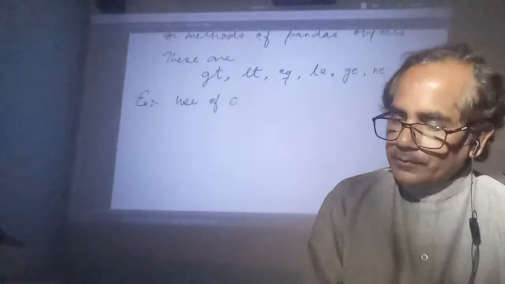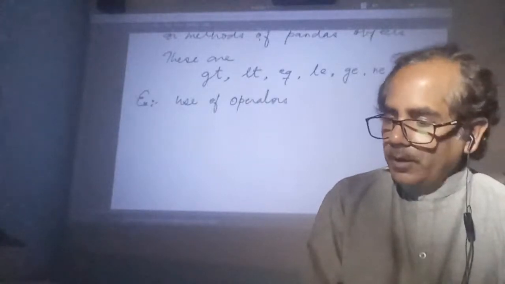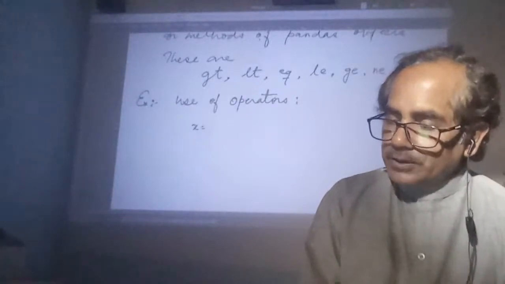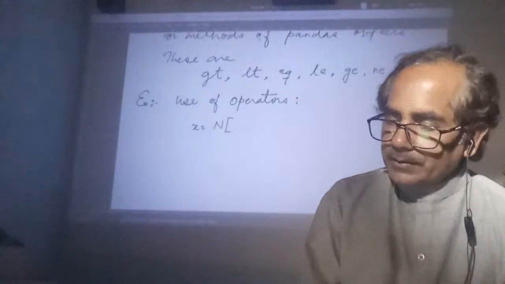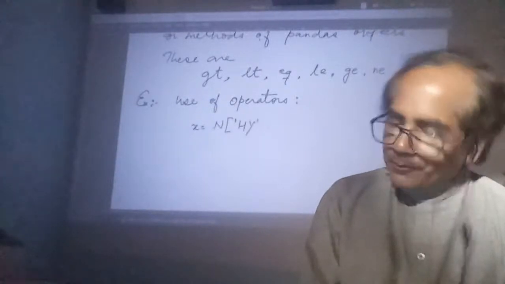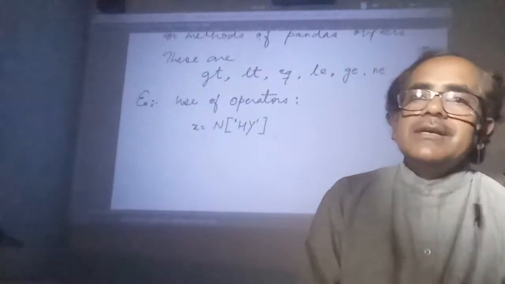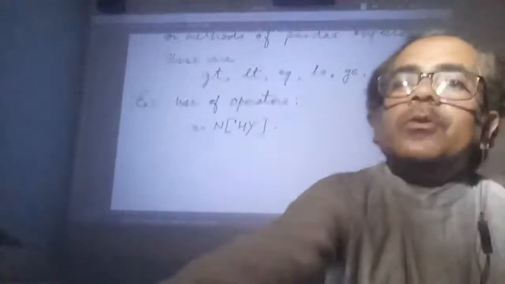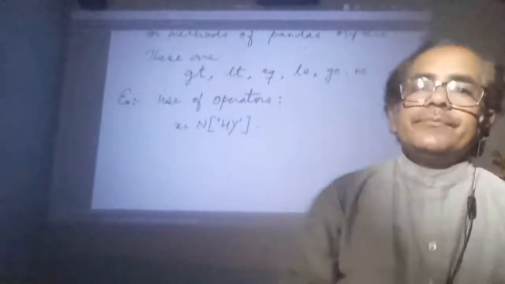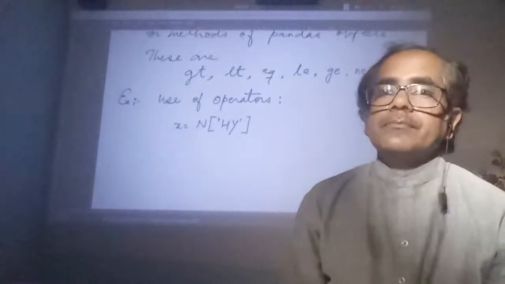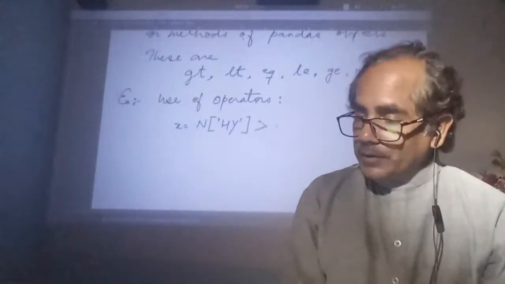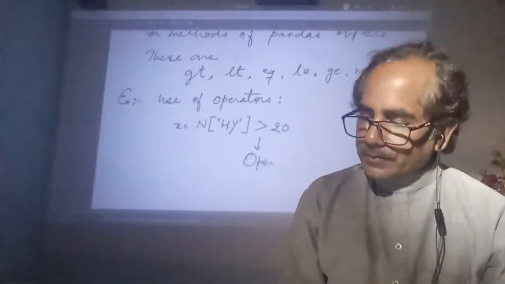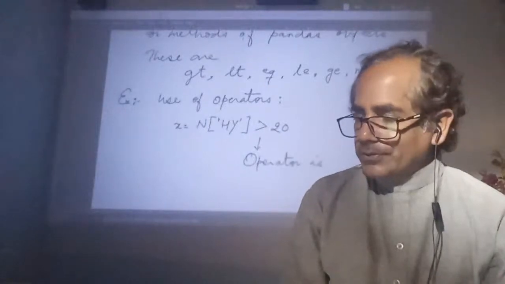Use of operators like x equal to n hy. For the specific column, to make it more clear and to work with only one column, I'm specifying this greater than 20. Here the operator is used.